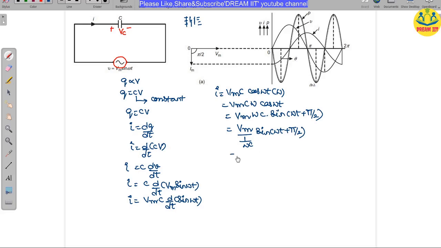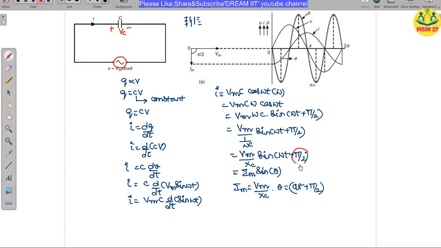So this is Vm by Xc into sine of omega t plus pi by 2. Whatever I am doing, clearly observe. If you compare this equation with Im sin theta, the Im value becomes Vm by Xc and theta is equal to omega t plus pi by 2. So if you observe the voltage equation and the current equation, there is some phase angle difference between them. What is that? Once again, 90 degrees.